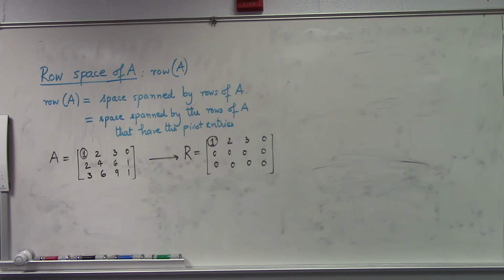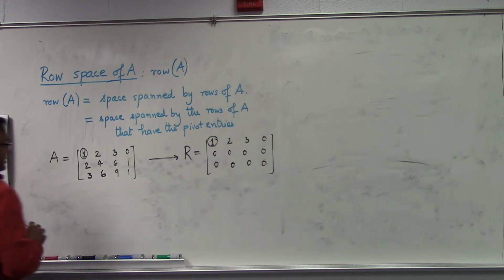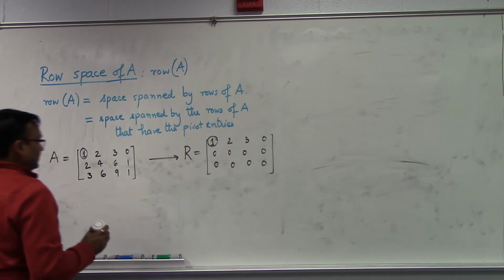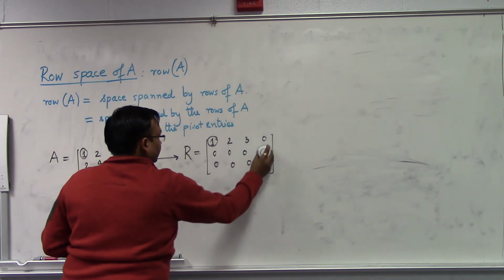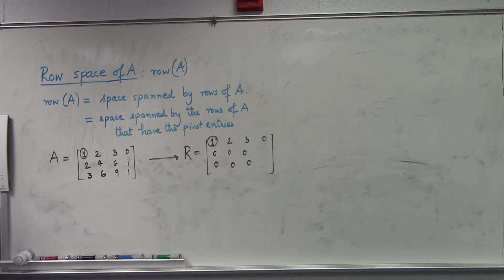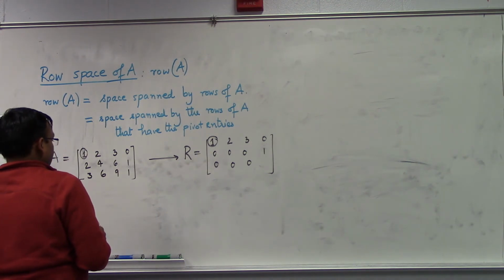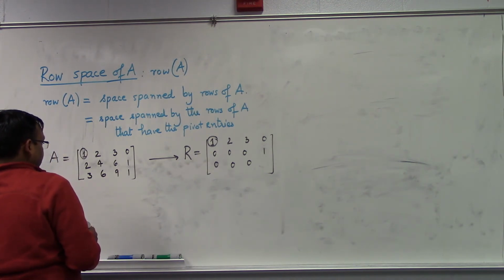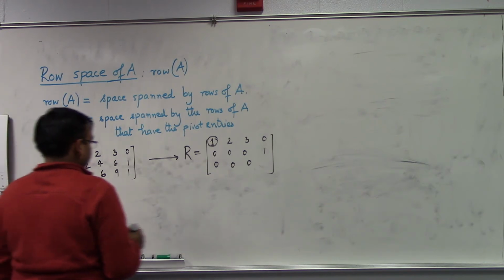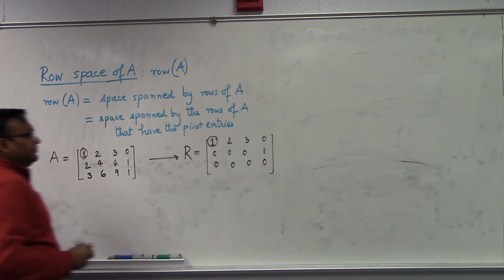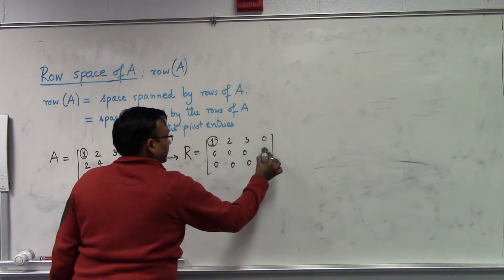Let's see. Did I do the correct reduction? I'm just trying to check. No. My bad. I had a totally different example in mind when I wrote this. So let me do it again. This is not the row reduced form of it. This will give me 1, and this is 0. Yeah, my fault. I made the wrong computation.